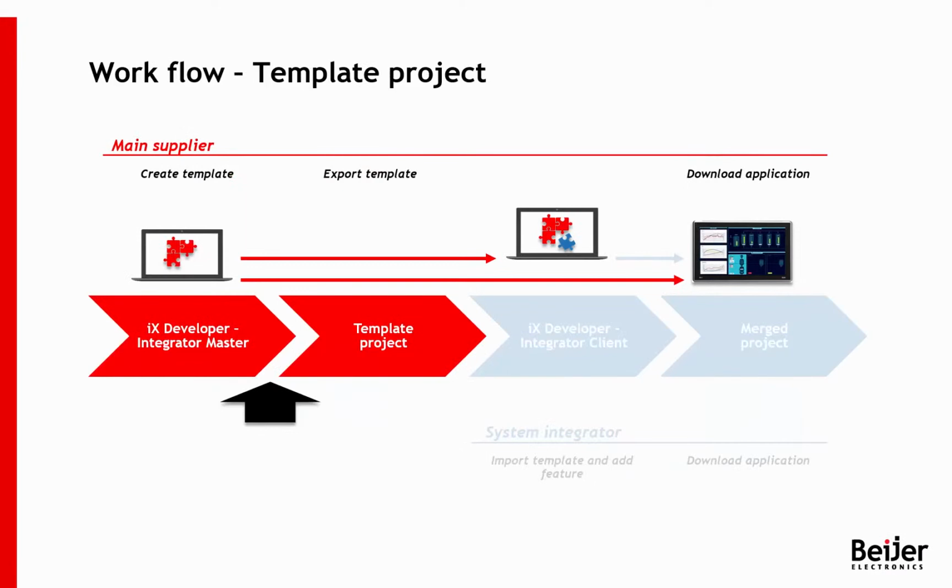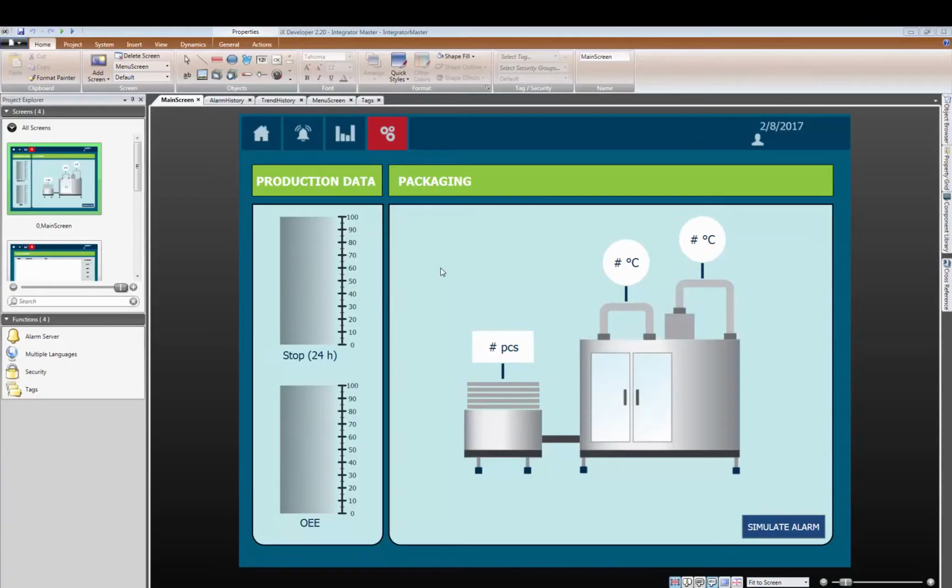The HMI project owner develops and designs the project as usual. iX Integrator Master allows the developer to select which parts are accessible in the extension project by configuring the template project. In this case, we have prepared a small project consisting of a few screens. The main screen contains normal iX objects such as analog numerics, picture objects, and meters depicting a packaging machine.